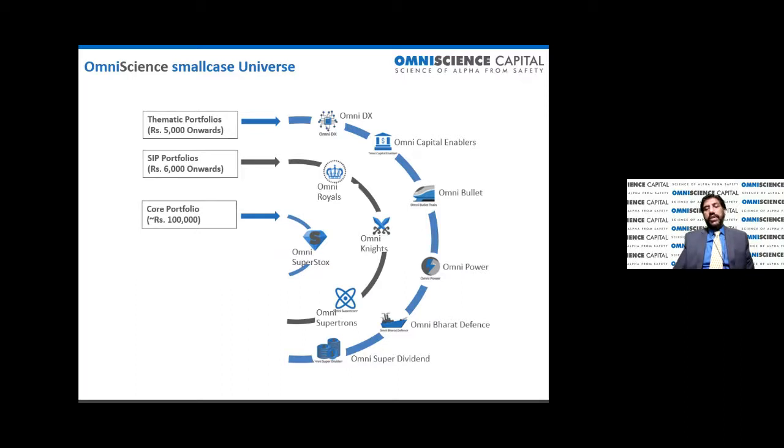Next, we have Omni Capital and Enablers, then Omni Bullet Train. This Omni Bullet Train includes a number of metro railways and other high-speed or semi-high-speed trains. There are a number of such projects going on, already at a very advanced stage, and that's the kind of theme you are exposed to with Omni Bullet Train. So these are very undiscovered, below the radar themes. These are not themes you would have heard of anywhere else, but they are very strong themes nonetheless. And that's why they are scientific investing opportunities.